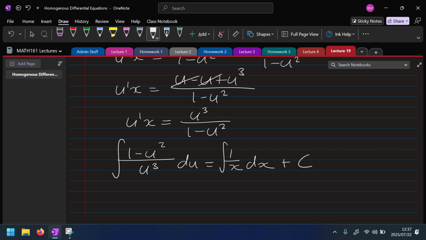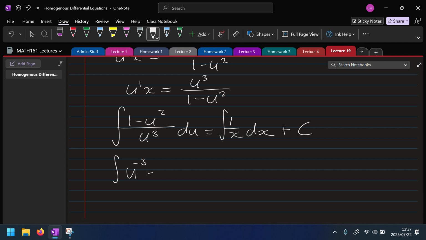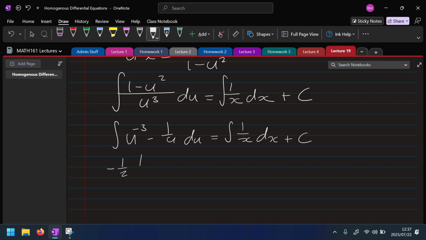Okay, so we've got these two integral problems. Let's go through them one by one. So we're going to have 1 over u cubed. So that will be integral u to the minus 3. Then minus u squared over u cubed. You can have a u at the bottom. So minus 1 over u. Okay, on the other side, that stays the same. So integral u to the minus 3. We're going to have minus 1/2 1 over u squared. Then we're going to have the natural log of u. Then we're going to have the natural log of x plus c.